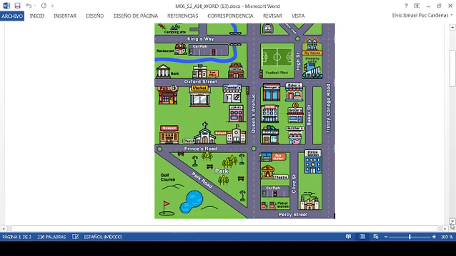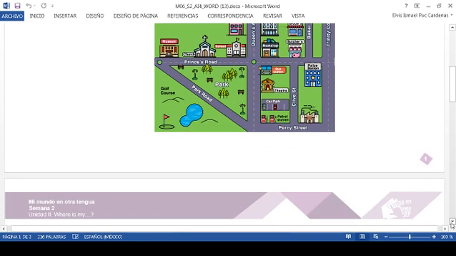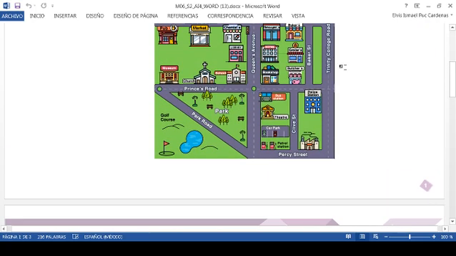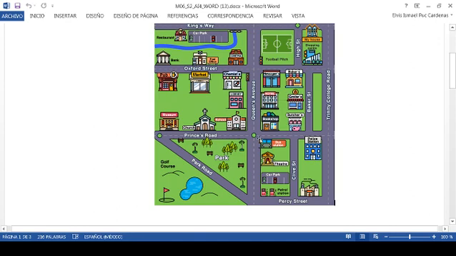What's the best way to get to the bus station? You say, okay, go on High Street, or go from Clive Street, is from the bus station to your house. You say, okay, go along Queen Street, turn right on Oxford Street, turn left on High Street. My house is next to the shopping center.